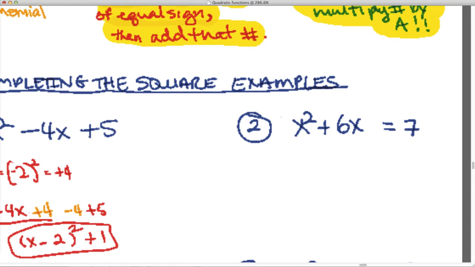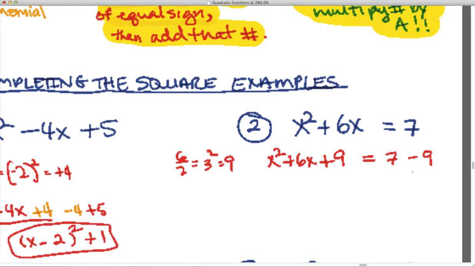Alright, so now here we have one with an equal sign. So again, the coefficient of x squared is 1, so what we can do is just take half of that 6, and that's 3. When we square that, we get 9. So here we're going to get x squared plus 6x plus 9. And then since we're dealing with the other side of the equal sign, it would be a minus sign.